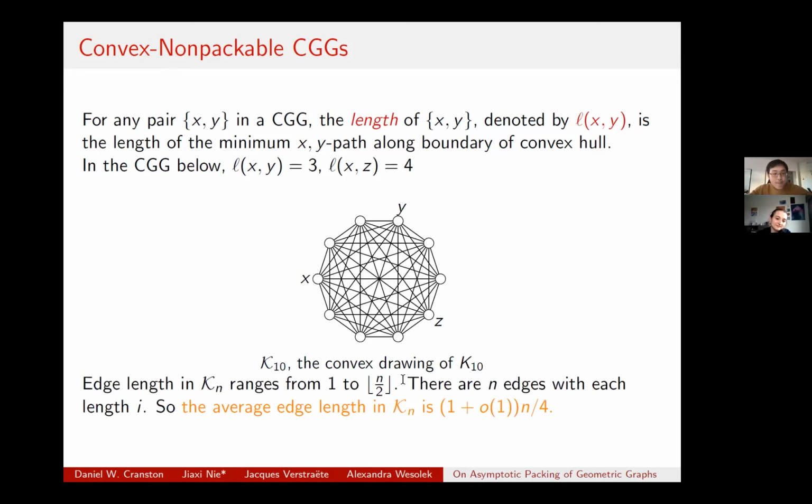Okay, and we observe that the edge length in the complete graph Kn ranges from 1 to the floor of n over 2. And for each edge length, there are n edges, except possibly for n over 2. So what's important is that the average edge length in Kn is something like (1 plus little o of 1) times n over 4. And we will need to use this fact later.